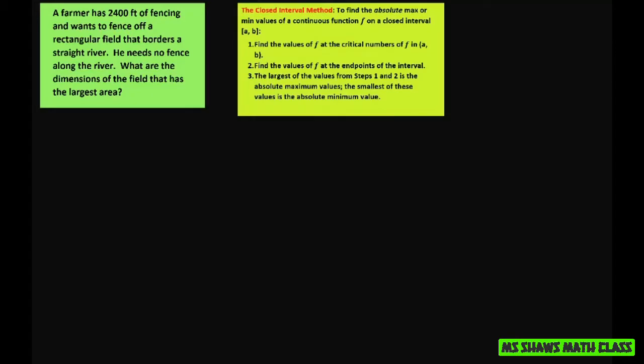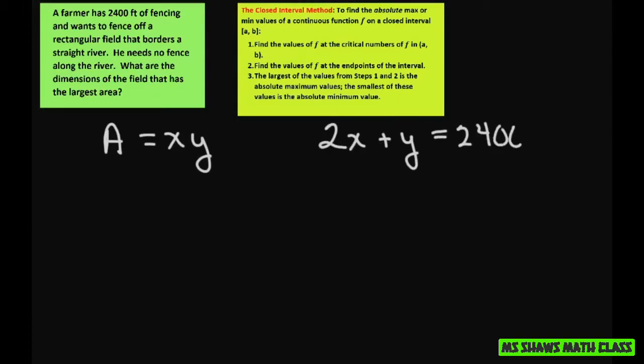So what we know with our general case is that area equals x times y. And we also know the perimeter is going to be 2x and only 1 y, because remember the river is not boarded up, equals 2,400. Now let's solve for y so we can maximize the area. So y equals 2,400 minus 2x, and we're going to substitute this in our y.